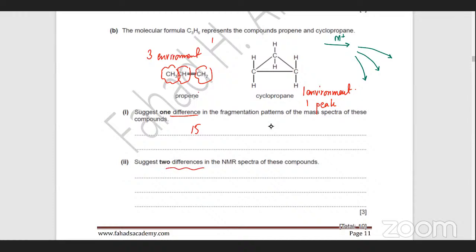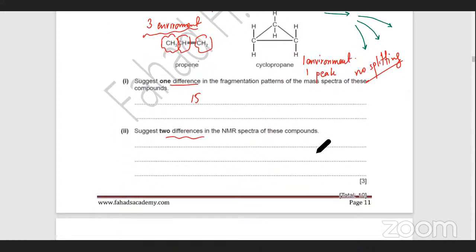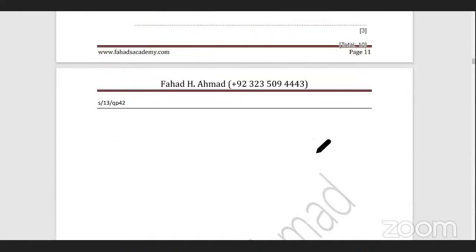The second difference is going to be the splitting pattern. There's no splitting over here. On the other side, there's going to be a lot of splitting. You get three environments, and they're all neighboring hydrogen protons. This peak would be a doublet because the neighboring carbon has one hydrogen. This peak would be a doublet as well because the neighboring carbon has one hydrogen. And this middle one is going to be a multiplet because it has hydrogen protons on both sides. So there's going to be splitting over here, but no splitting in this molecule over here. So that's one major difference.